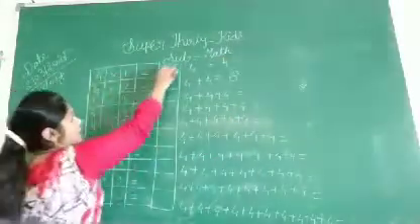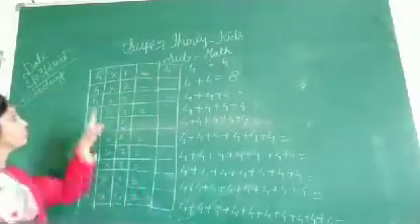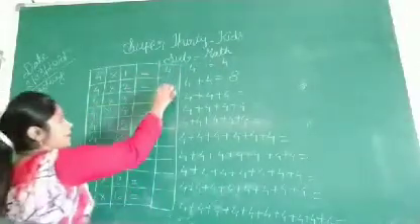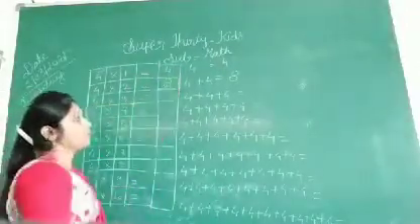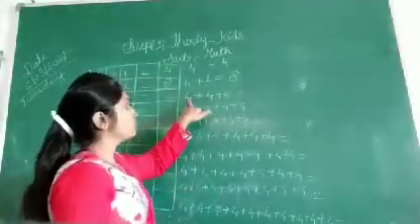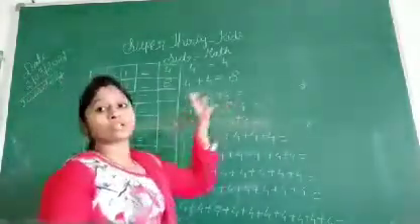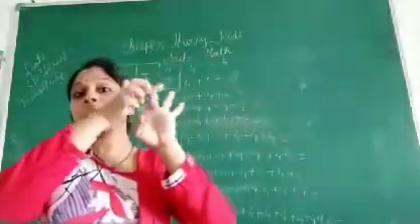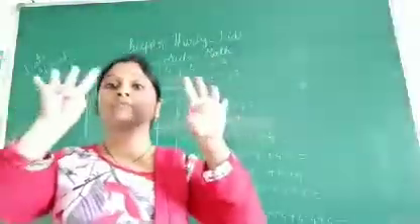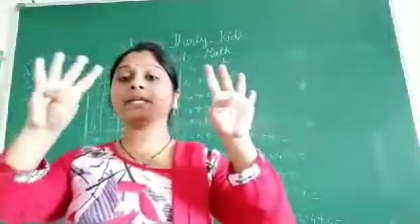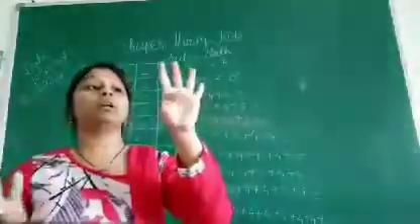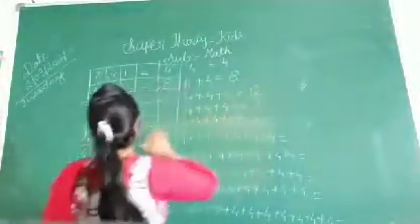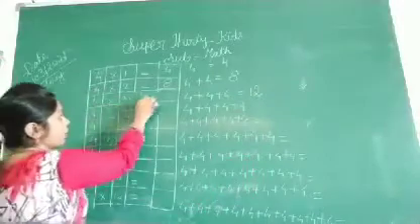4 ones are 4. 4 twos are 8. Again we add this number: 4 plus 4 plus 4. 3 times we add 4. 4, again add 4: 5, 6, 7, 8. And again add 4: 9, 10, 11, 12. How many? Answer 12. So 4 threes are 12.